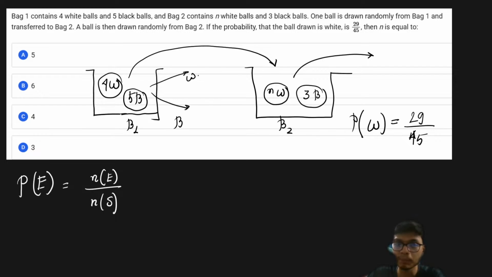If I draw a white ball, the probability of drawing a white ball is simply given as 4 upon 9, because there are a total of four white balls. So I can select it in 4C1 ways, divided by the total of 9 balls, so 9C1.